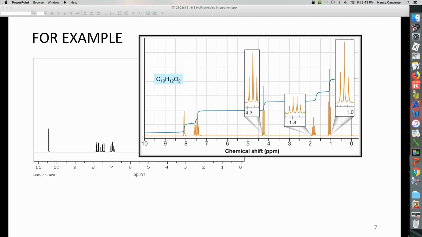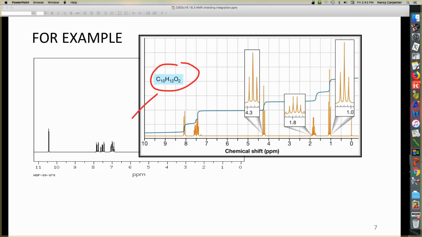And the very first helpful hint I'm going to give you is that when you see this, if you're given the molecular formula, you are absolutely positively going to calculate the IHD. So what is the IHD for this molecule?